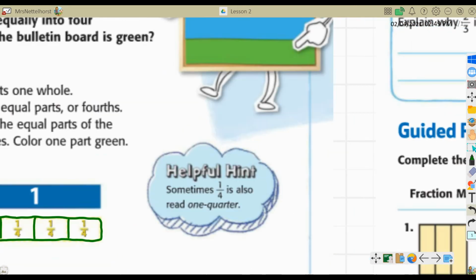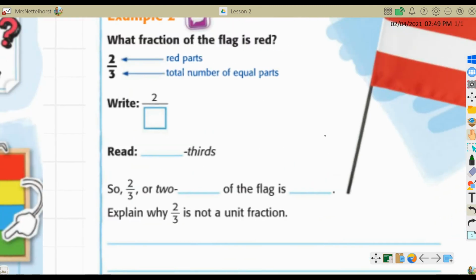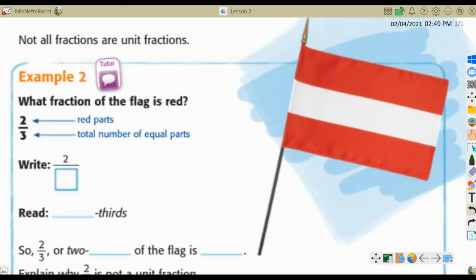All right, let's go over here to the next page and do example 2. Not all fractions are unit fractions. So what fraction of the flag is red? Well, the numerator is 2 because we have 2 red parts, and 3 for the total number of equal parts. Now, a common mistake that third graders will make is they will say that 2 parts are red and 1 part is not red, but that is not how fractions work. That denominator has to be all 3 parts. So you name all the equal parts.